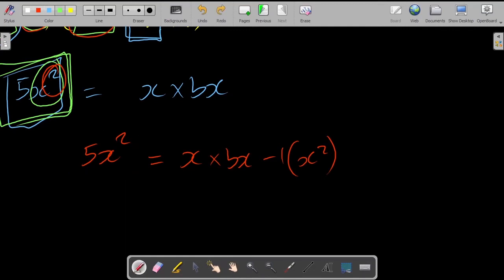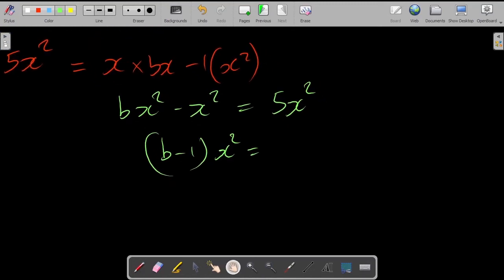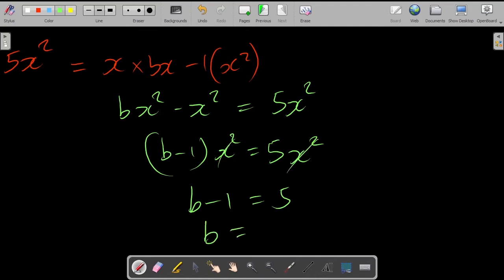original equation. So now that we have bx squared minus x squared equals 5x squared, we can equate this and see where it will lead us, right? So we have b minus 1 x squared equals 5x squared. So you can equate b minus 1 to 5, because the x squared will just cancel out if you wanted to do it like that. And your b should be 5 plus 1 equals 6.